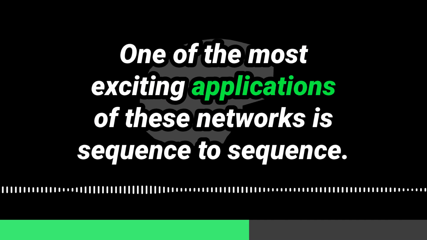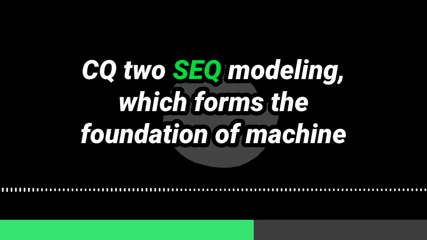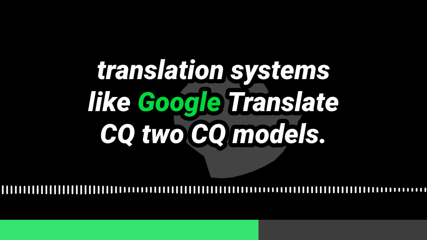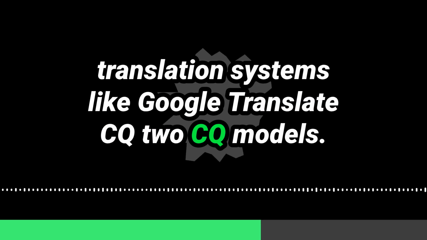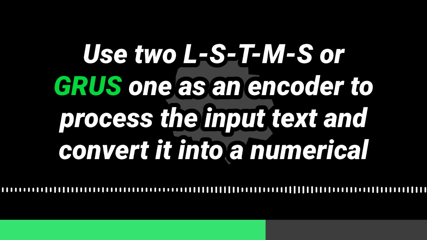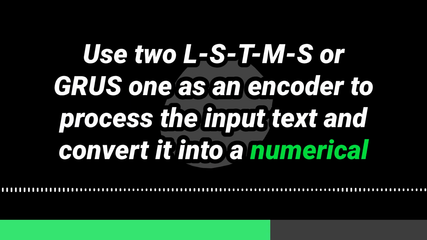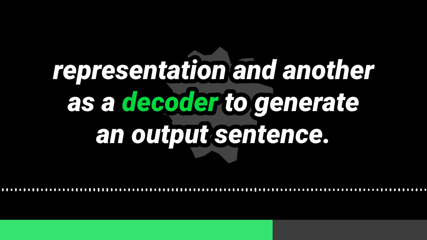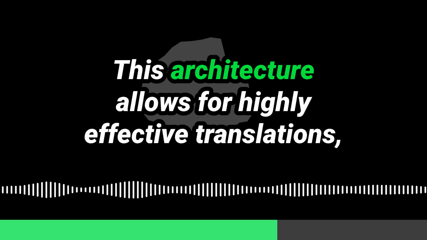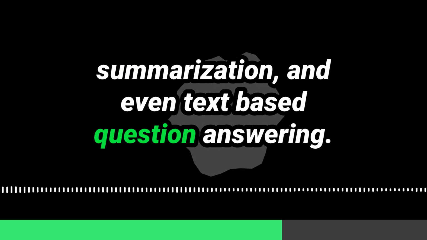One of the most exciting applications of these networks is sequence-to-sequence, or seq2seq, modeling, which forms the foundation of machine translation systems like Google Translate. Seq2seq models use two LSTMs or GRUs, one as an encoder to process the input text and convert it into a numerical representation, and another as a decoder to generate an output sentence in another language. This architecture allows for highly effective translations, summarization, and even text-based question answering.